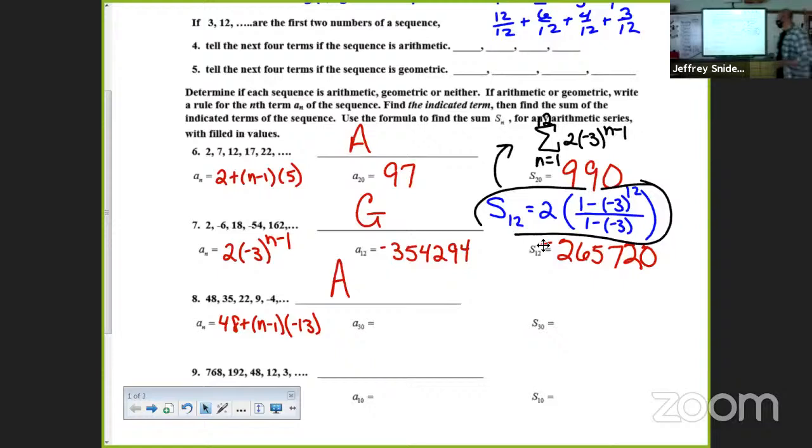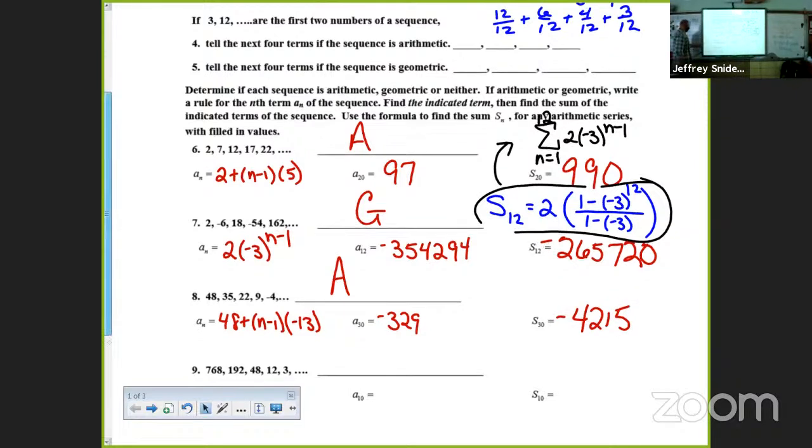I got negative 329. For the 30th term? Negative 300. Are you saying 4 or 29? 29. We have confirmation for that? I got that too. Okay. And then the sum of the first 30. I got negative 4,215. Confirmation on that one? Good? Okay. All righty. Woo!